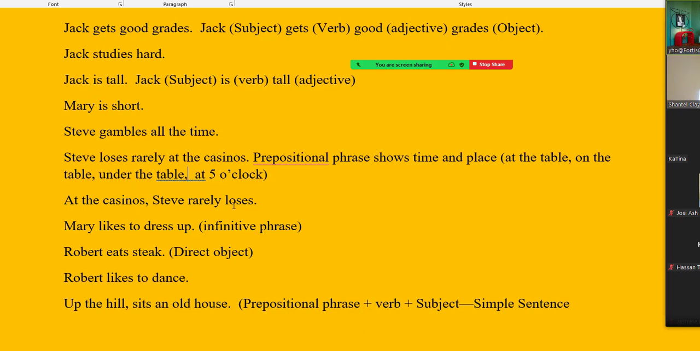Isn't that fun? No. Yes. Yes, we want very hard grammar to memorize, don't we?